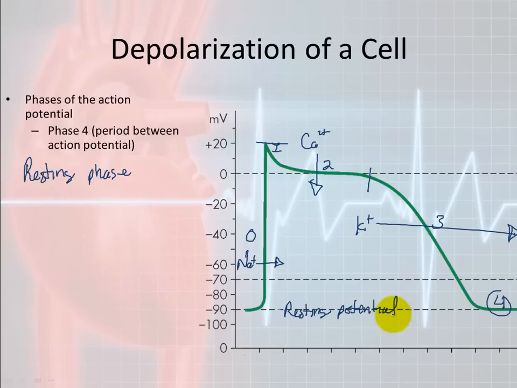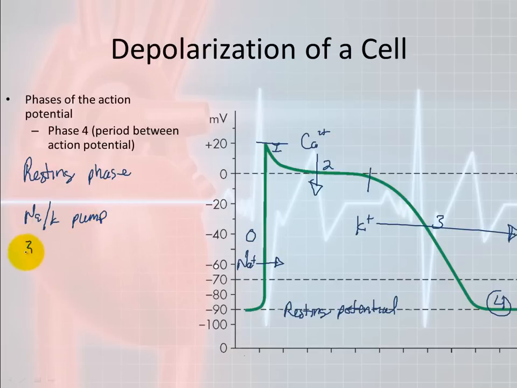Now, what happens in the resting potential is that the cell has repolarized enough so that it can respond to another stimulus. But unfortunately, the problem is that we have a lot of calcium in the cell, a lot of sodium in the cell, and a lot of potassium outside the cell. So phase 4 is really when you start to have the sodium-potassium pump try to get the sodium out of the cell and the potassium back into the cell.